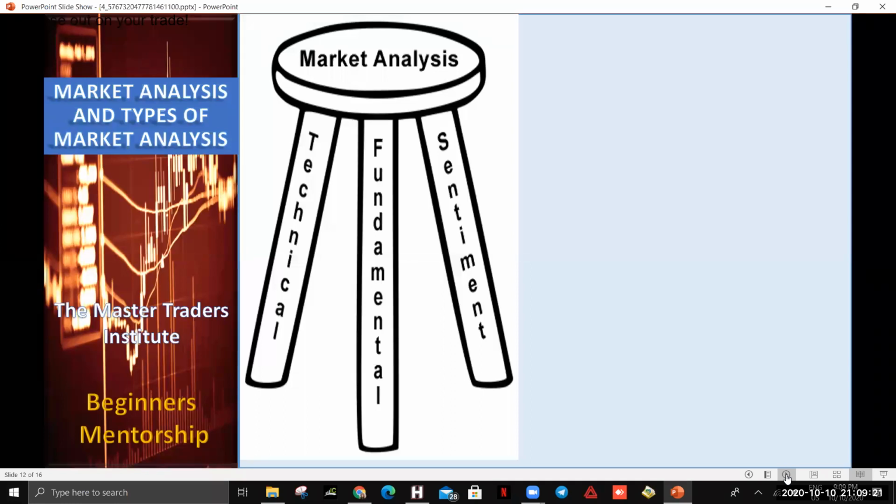And fundamentals are breaking news. For instance, the last time Donald Trump said he had COVID-19, the value of the dollar dropped. What did traders do? They started selling off their dollars because Donald Trump tweeted that he and his wife were infected by COVID. God forbid. Okay, let me give another example.